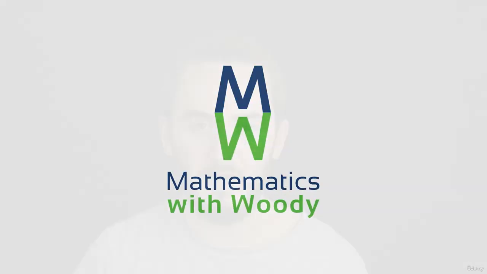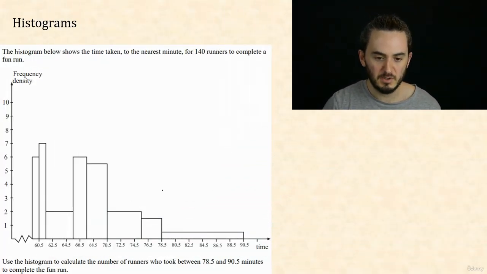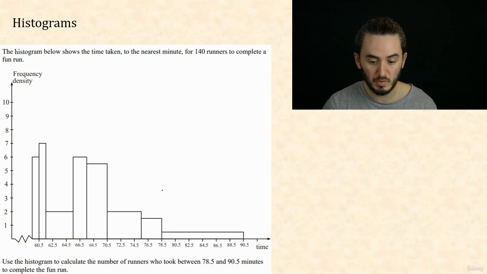In this video, we are looking at how to interpret histograms. So I've got a question here, and I'll read it to you. The histogram below shows the time taken to the nearest minute for 140 runners to complete a fun run. Use the histogram to calculate the number of runners who took between 78.5 and 90.5 minutes to complete the run.